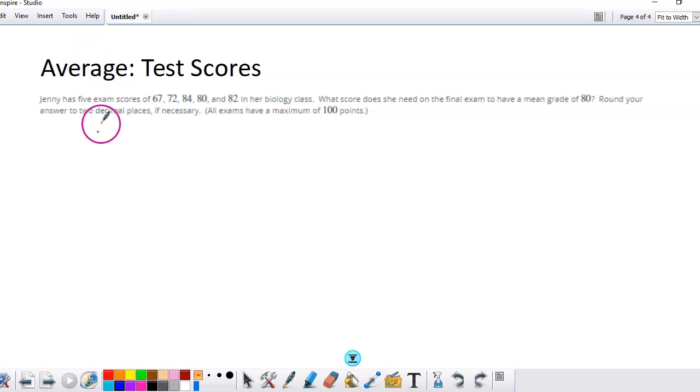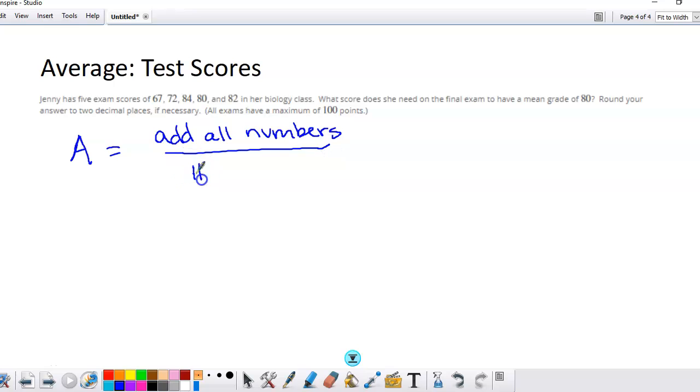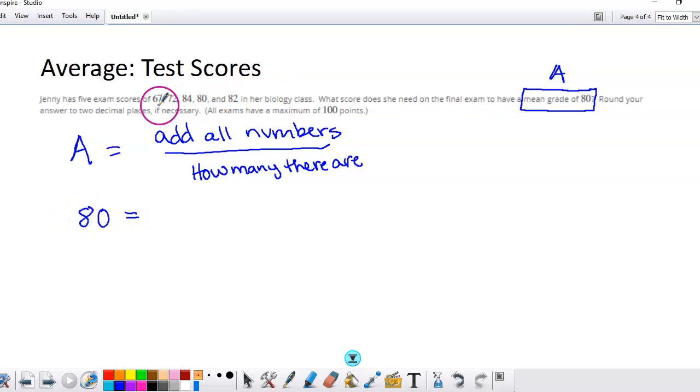Okay, so a standard average formula would be add all the numbers and divide by how many there are. We are not doing a standard formula. They want us to figure out what our last score has to be in order to earn an 80% overall. So this is our A. The scores we do have already are right here. Those will be what we will add.